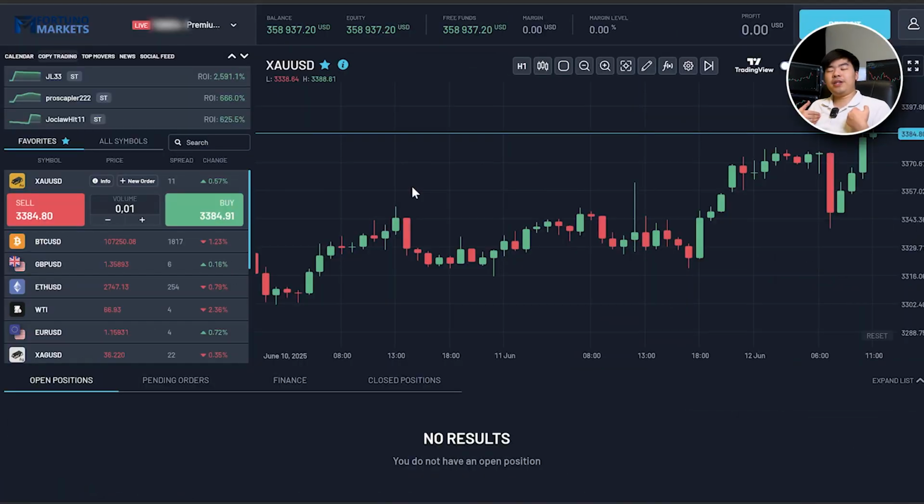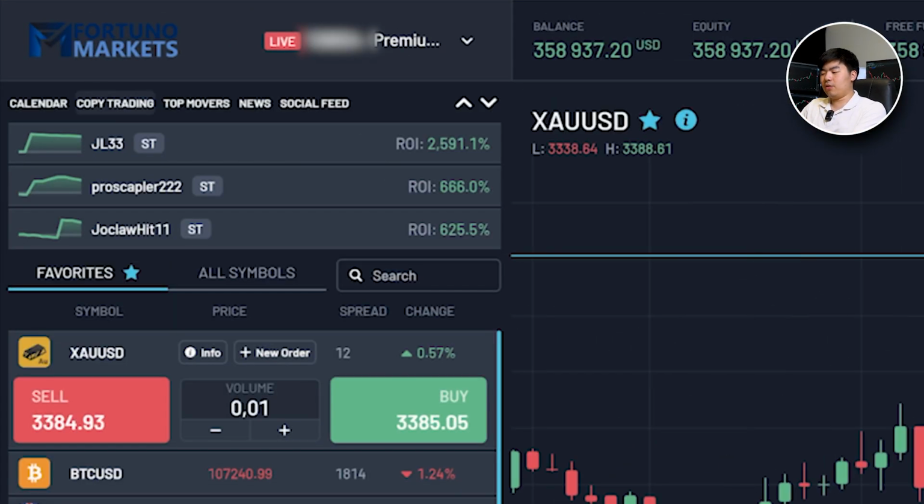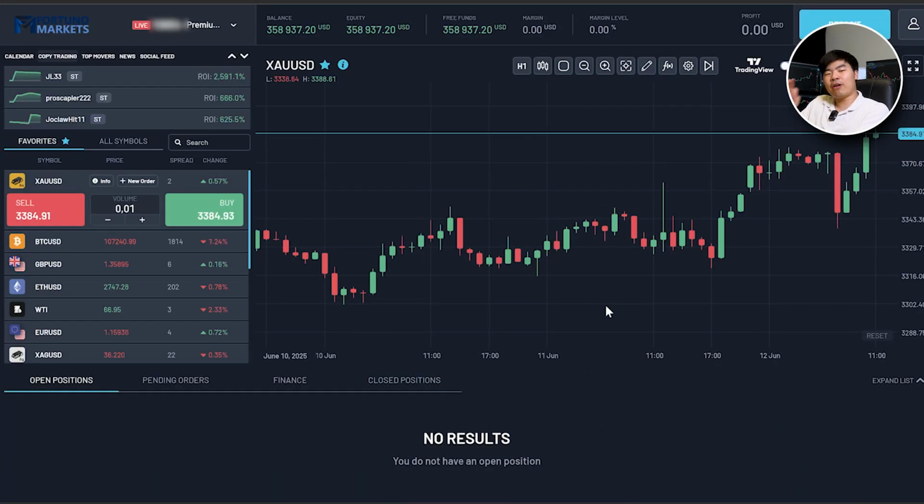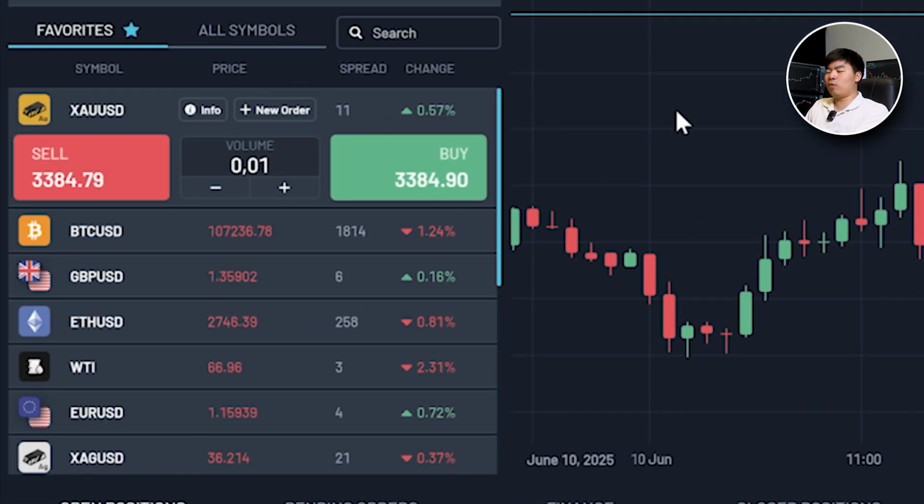So it's good. And where should we trade? If you're asking where you should trade, for me, I trade with fortunomarkets here. Why? Because fortunomarkets is currently the best broker out there in the world. First, they have very, very low costs. The spreads are so thin, and they don't charge any extra commission.